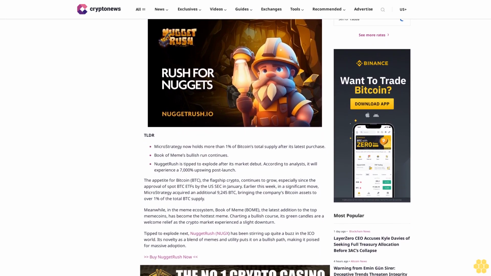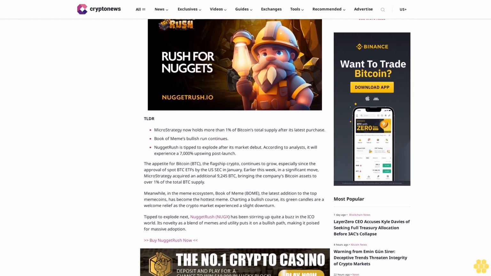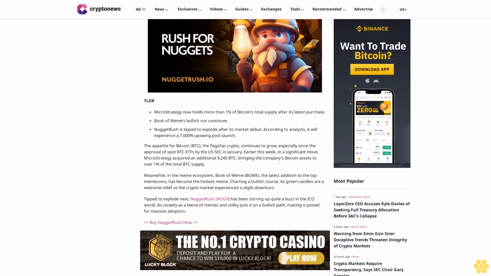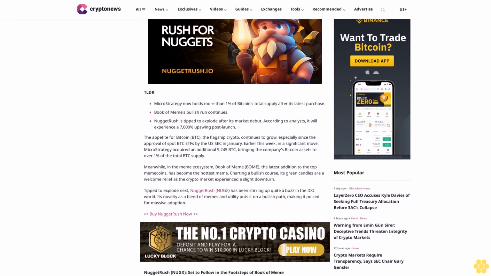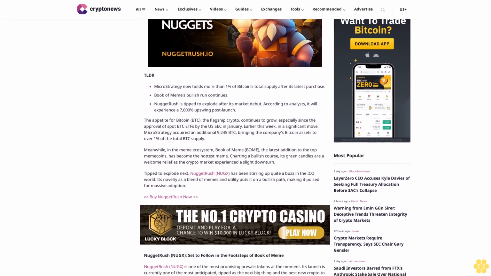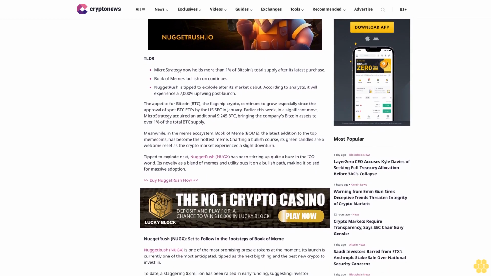The appetite for Bitcoin, BTC, the flagship crypto, continues to grow, especially since the approval of spot BTC ETFs by the US SEC in January. Earlier this week, in a significant move, MicroStrategy acquired an additional 9,245 BTC, bringing the company's Bitcoin assets to over 1% of the total BTC supply.